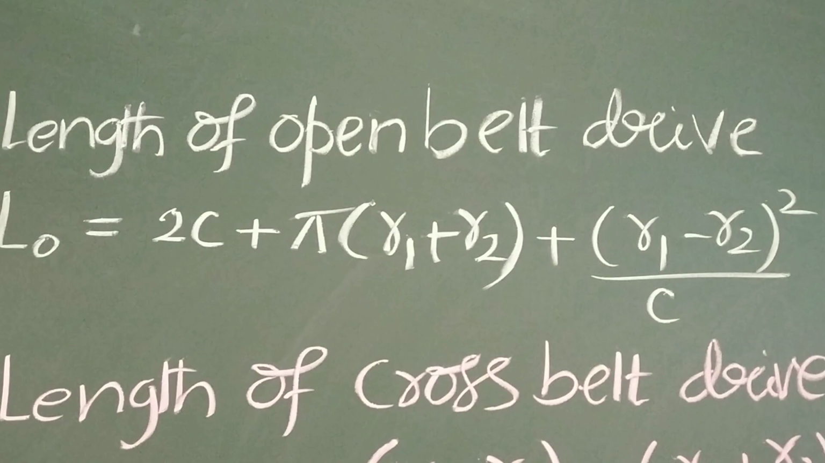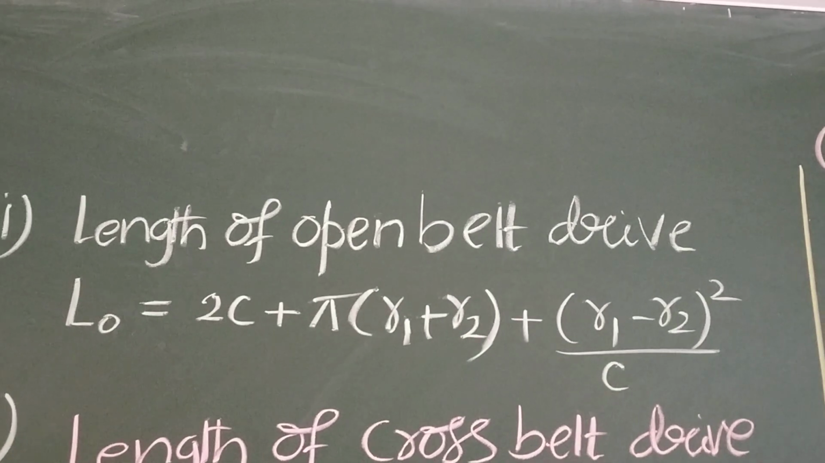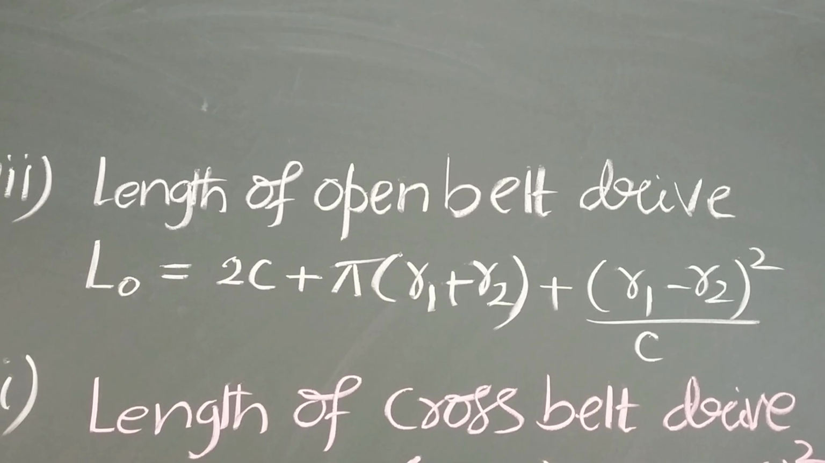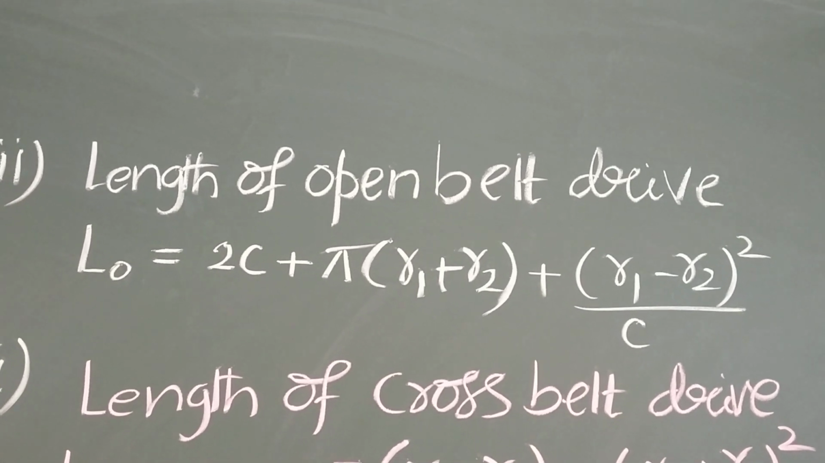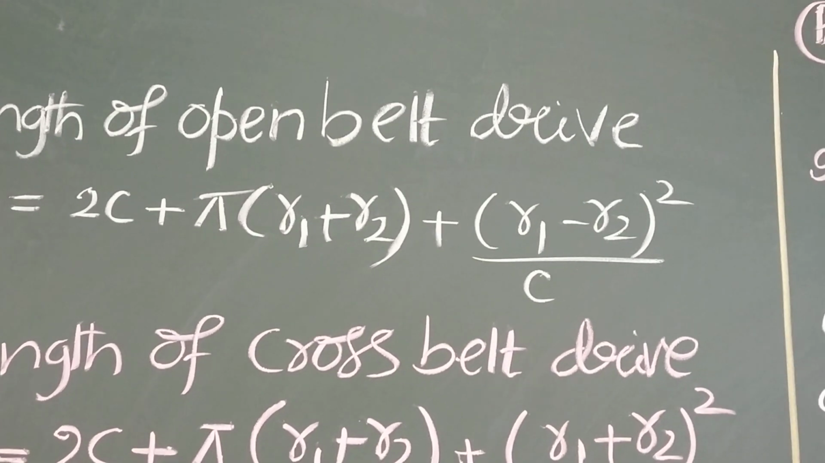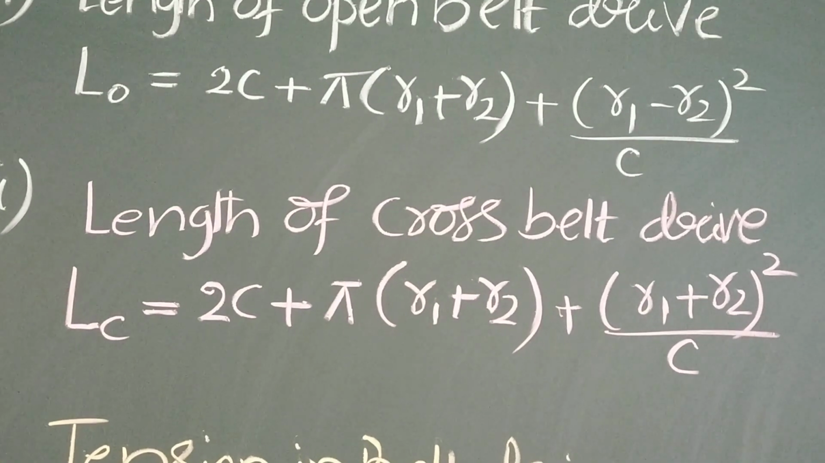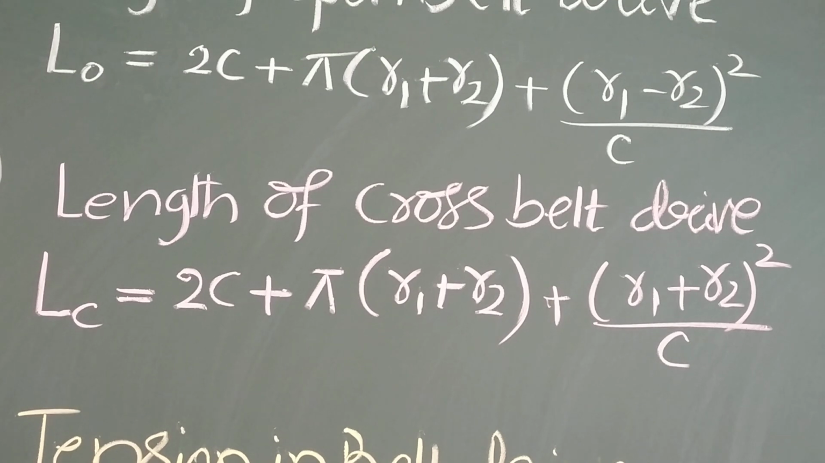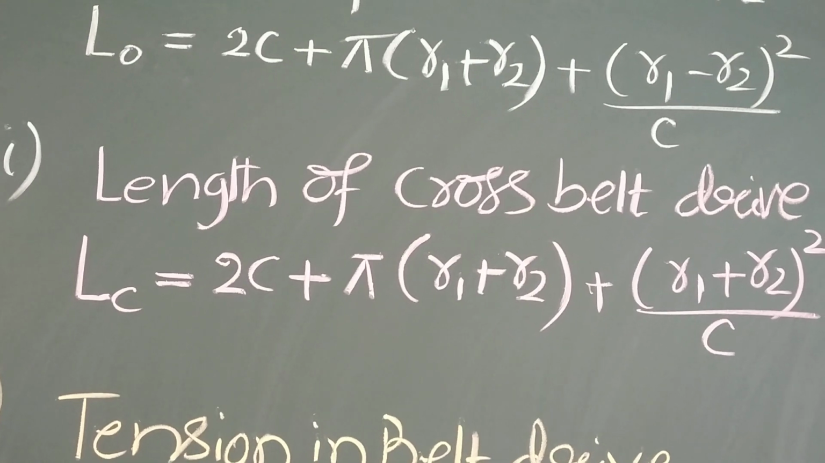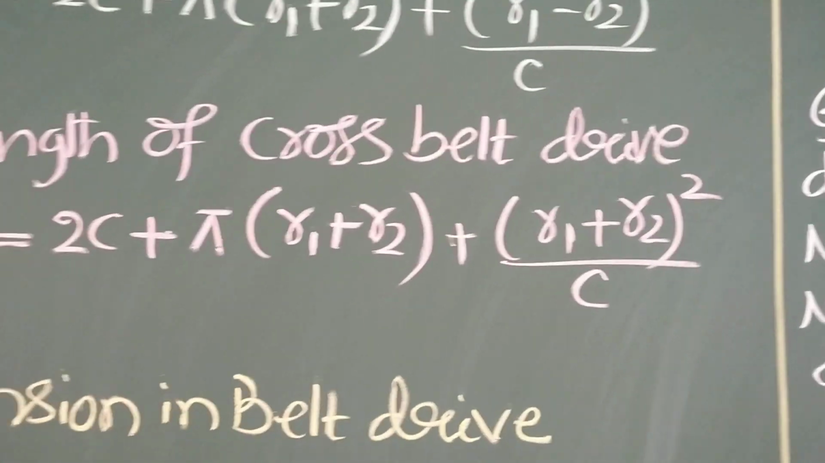The next formula is length of the belt drive. We have two types of belt drive, open belt drive and cross belt drive. An open belt drive is one in which both the pulleys rotate in the same direction. Therefore, length of the open belt drive is equal to 2C plus pi into R1 plus R2 plus R1 minus R2 whole square by C. Whereas a cross belt drive is one in which the two pulleys rotate in the opposite direction, and LC is given by 2C plus pi into R1 plus R2 plus R1 plus R2 whole square by C.